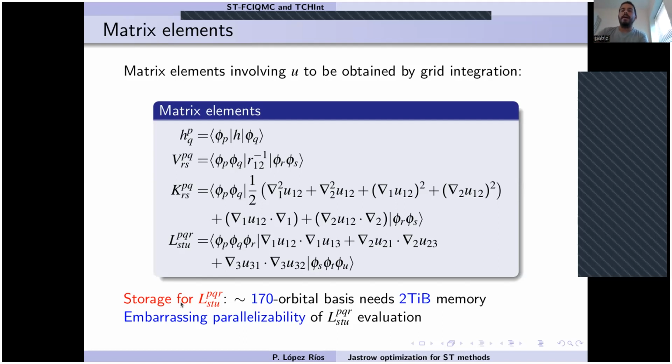So basically, we don't need to do any of those things to get results for a large variety of small molecules. Another thing is that we are developing a code called TCH-int. That is a library that can be called by other quantum chemistry codes, so that you can get your 3-body integrals and use them, whether they be pre-calculated and stored in disk or calculated on the fly. And that can be done simply by calling the library. So we make use of the embarrassing parallelizability of the evaluation of these 3-body integrals. Basically, all of them are independent. You have billions of them.